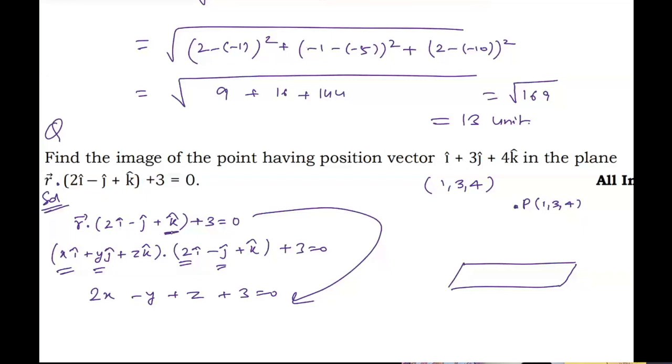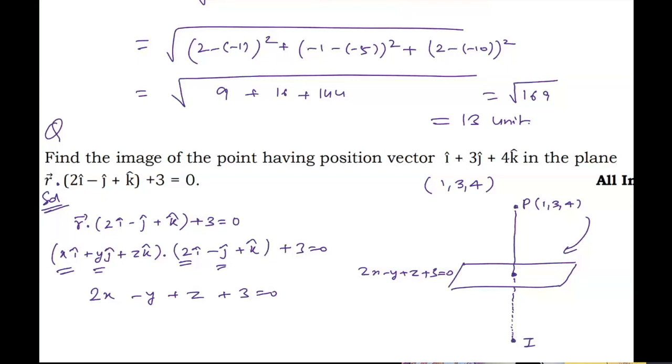So this is the equation of the plane. So beta, I'm writing here the plane in Cartesian form, which is nothing but 2x minus y plus z plus 3 equals 0. Now what do we need to find? We have to find its image in this plane. Suppose this point is looking into the mirror, then its image will be just beyond this mirror here. So this is the image.